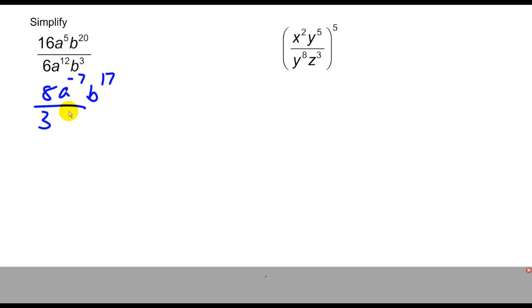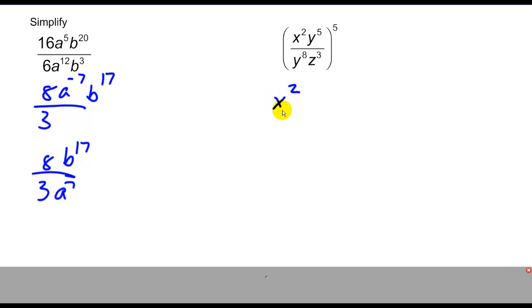However, we never give anything with negative exponents in the answer, so I take the reciprocal of that a term and make the exponent positive. b to the 17th stays on top since it's positive. Clean this up a little bit. We can either bring the 5 in and multiply exponents, or I can simplify the inside first, which is what I think I'll do following the order of operations.